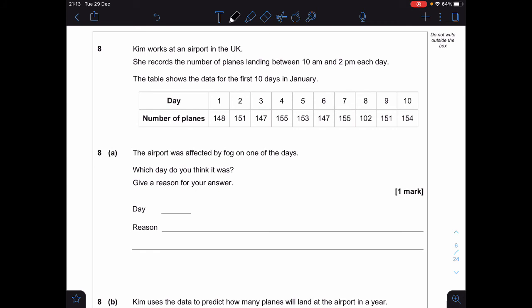So if we just look at the days and then the relating number of planes per day, if you just have a look at first glance, you look through 1 to 2, 3, 4, keep looking, and then you realise that by day 8 you begin to see a figure that's a lot less than the rest of the days. So the answer here I would put as 102, and that's day 8. Reason is it looks like it's an outlier firstly, and the second thing you could say about it is it's significantly lower than the other days.